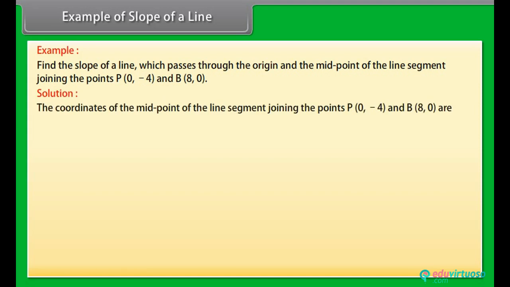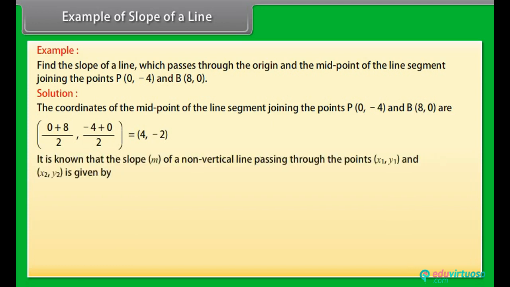The coordinates of the midpoint of the line segment joining the points B(0, -4) and B(8, 0) are (4, -2). It is known that the slope m of a non-vertical line passing through the points (x1, y1) and (x2, y2) is given by m = (y2 - y1)/(x2 - x1), x2 ≠ x1.